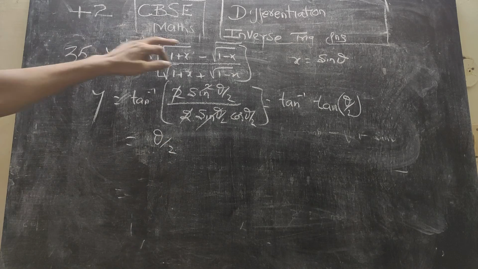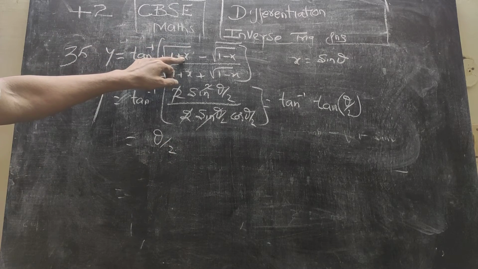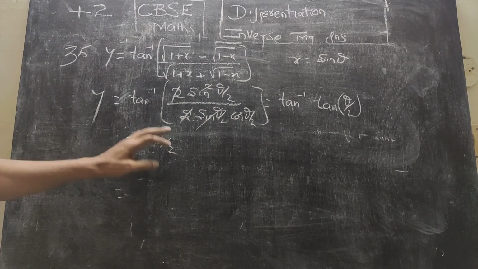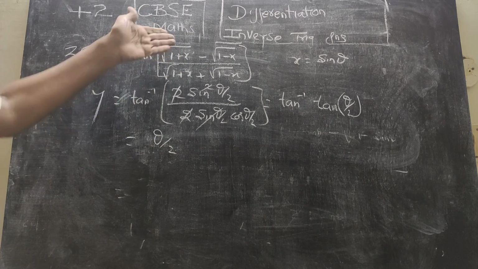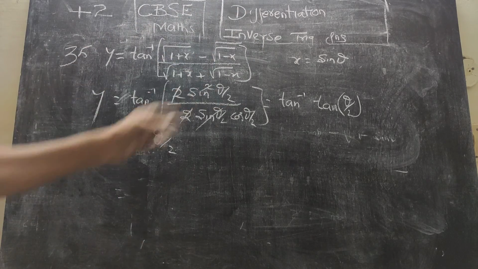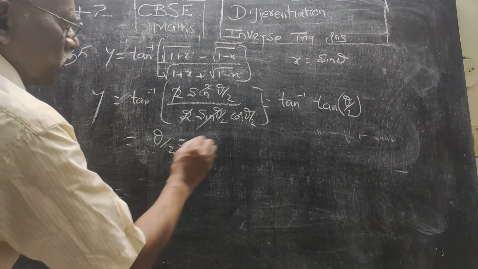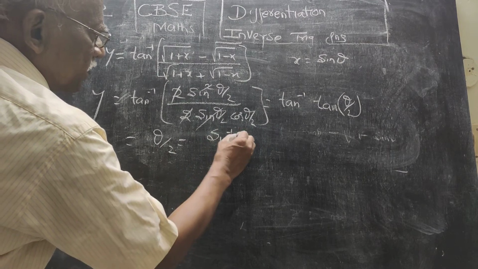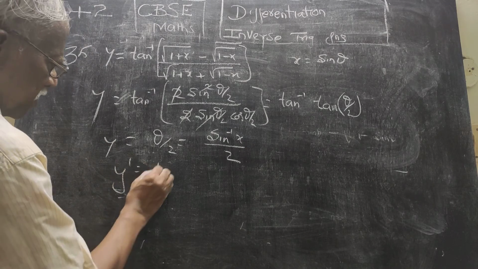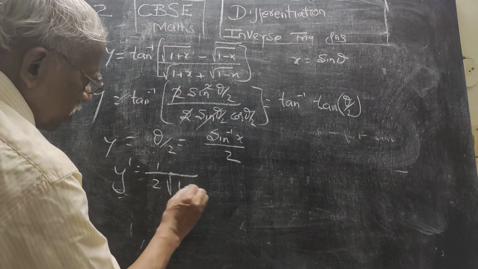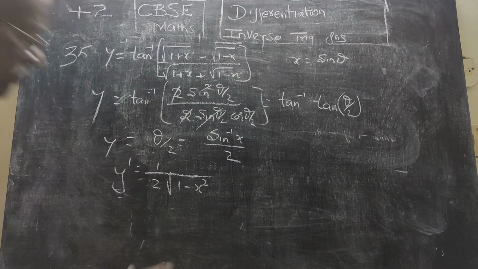In the previous problem, instead of x there was sine theta, therefore you are getting x by 2. Further differentiation gives 1 by 2. Here we don't have sine theta, we have x, we replaced the x with sine theta, therefore you should not forget that theta equal to sine inverse x by 2. This is y, therefore y dash equal to 1 by 2 times root of 1 minus x square.